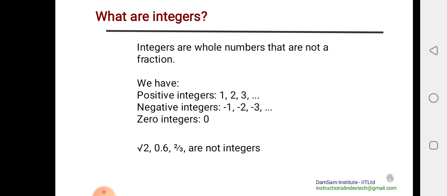Integers are whole numbers that are not fractions. Integers are numbers like 1, 2, 3, 4. They are whole numbers, and we equally have negative integers as well: -1, -2, -3, and we have zero. Numbers like root 2, or something like 0.6, or 2/3, which is a fraction, are not integers.